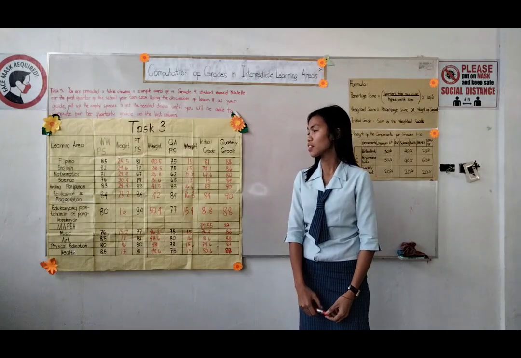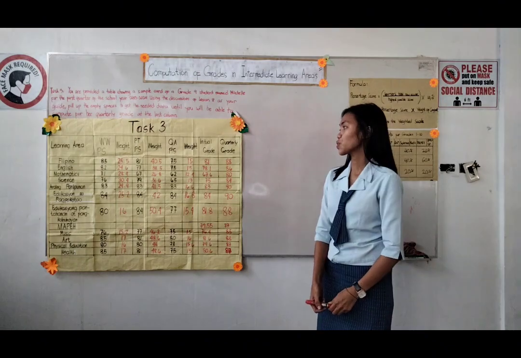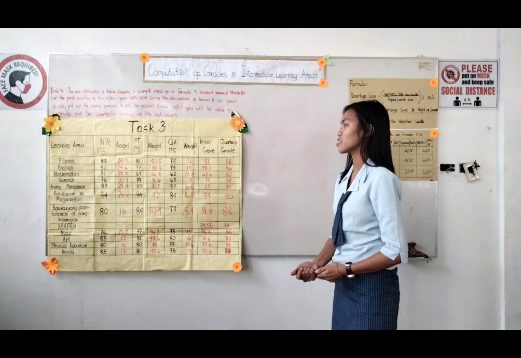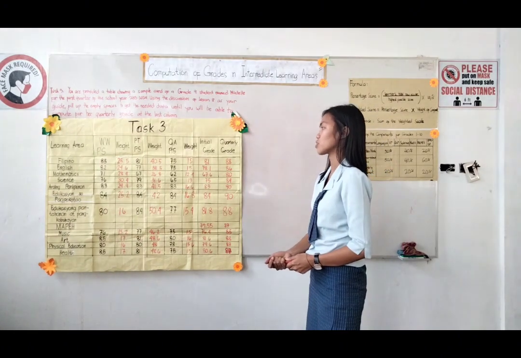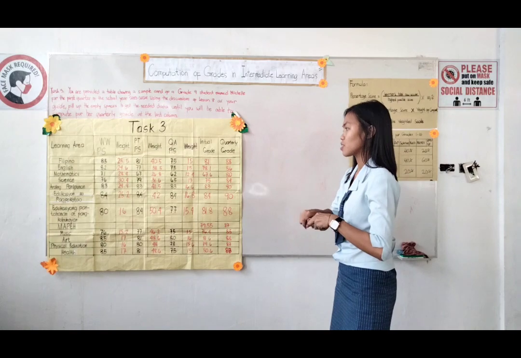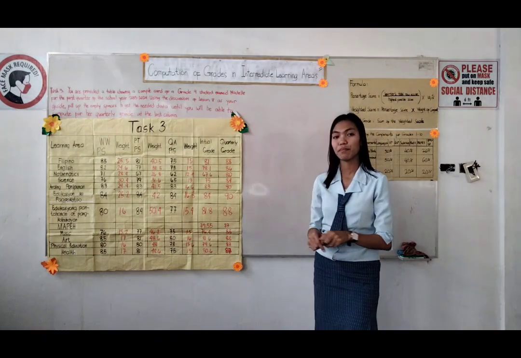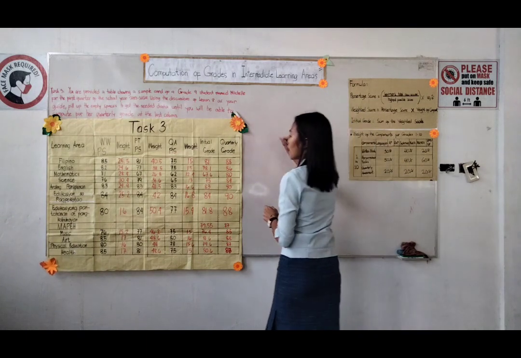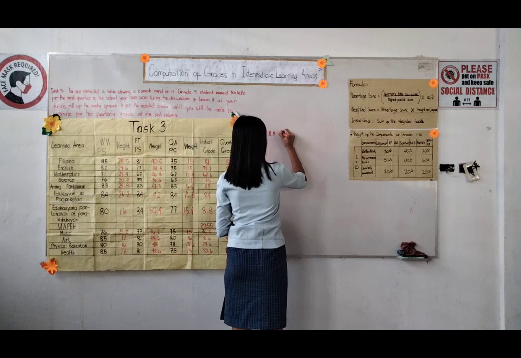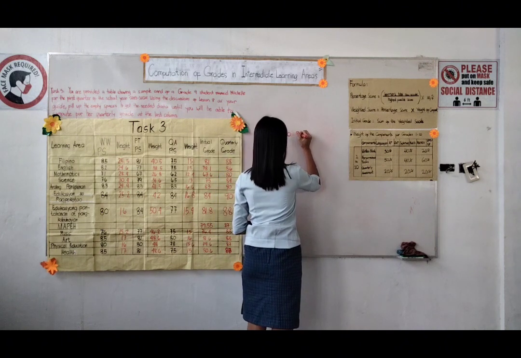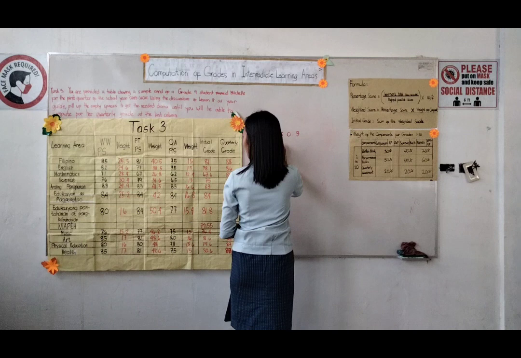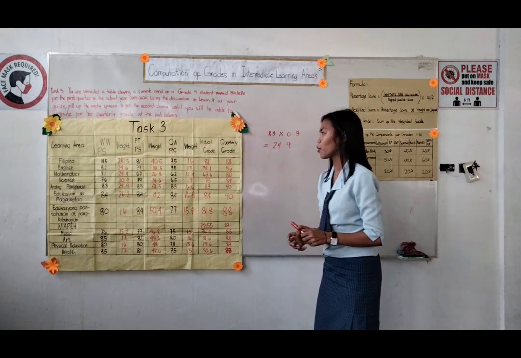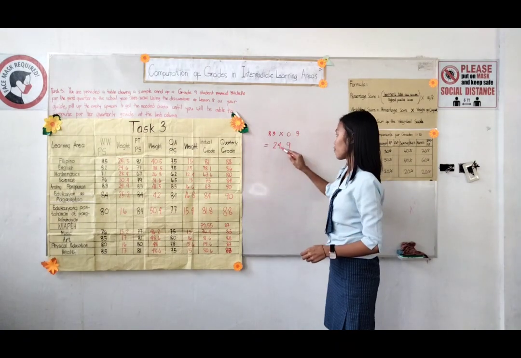So next is the learning area of Araling Panlipunan. The given written work is 83. In order to get the weighted score, we need to multiply the percentage score times the weight of component. The weight of component of Araling Panlipunan in written work is 30%. So multiply 83 times 0.3 is equal to 24.9. So the weighted score of written work is 24.9.